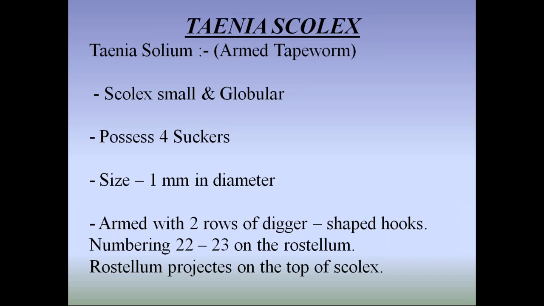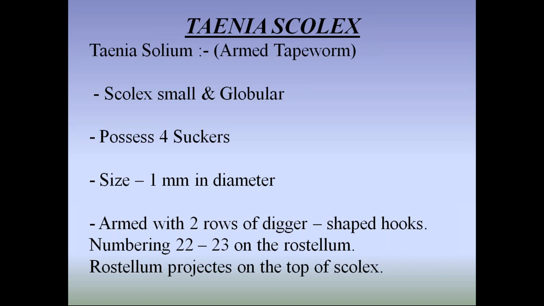There are two worms among the tapeworms: Taenia saginata and Taenia solium. Taenia saginata is the beef tapeworm. Taenia solium is the pork tapeworm. We have to differentiate these two tapeworms.